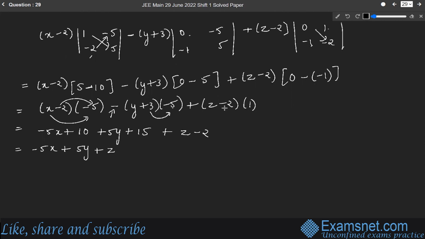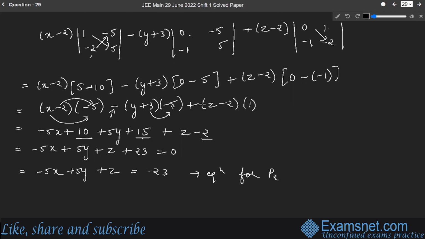Okay. These are the variables. Now what are the remaining numbers? Remaining numbers are 10 plus 15 minus 2. 10 plus 15 is 25. 25 minus 2 is 23. So this is equal to 0. It can also be written as minus 5x plus 5y plus z is equal to minus 23. So this is the required equation for the second plane, which is P2.